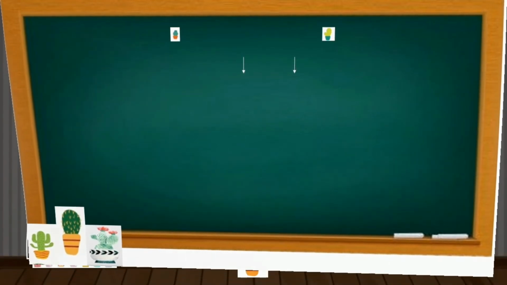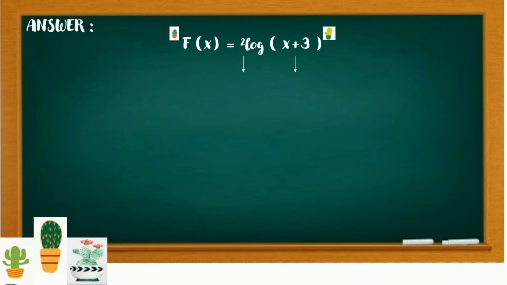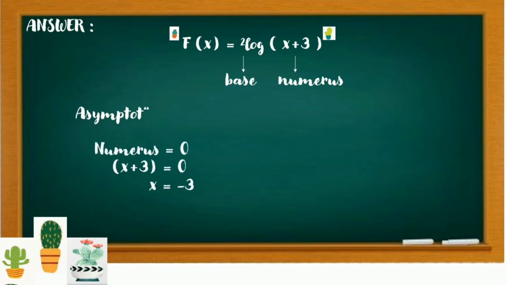Okay, so I will explain how to solve the question. We have f(x) equals log base 2 of x plus 3, where 2 is the base and x plus 3 is the numerus. The formula for determining the asymptote is that the numerus should equal 0. So x plus 3 equals 0, and x equals minus 3.